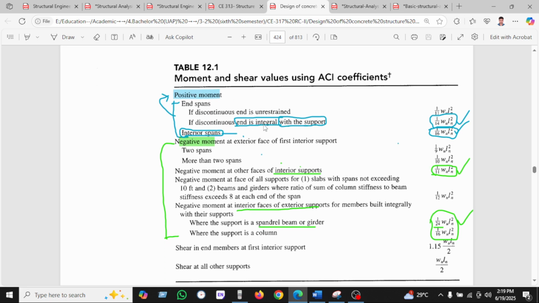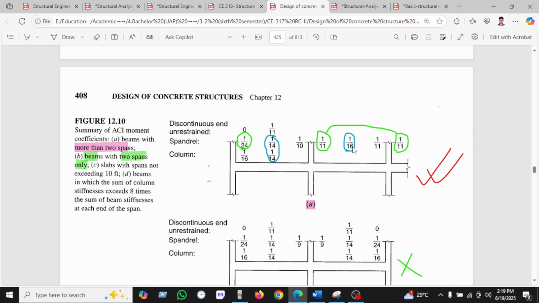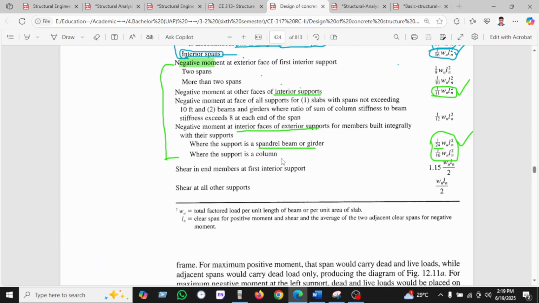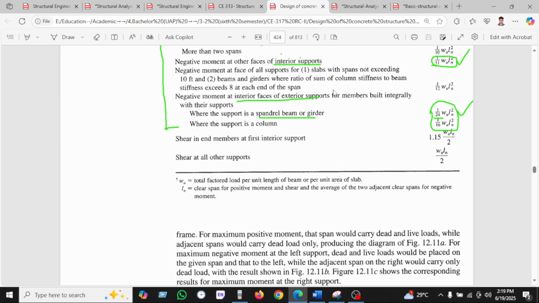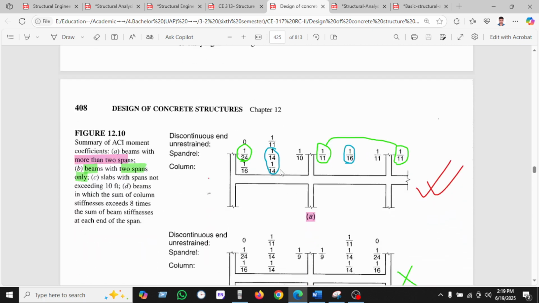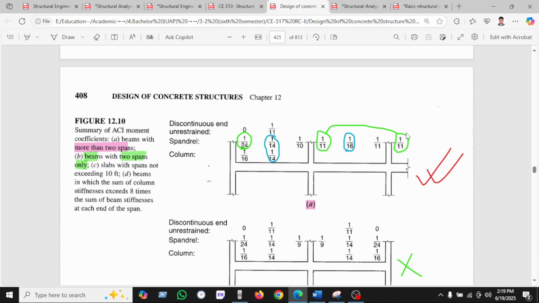For the positive moment, as we have already shown, for more than 2 spans it is 1/16. You can memorize 1 by 16. 1 by 14 will be applied when the span is discontinuous and integral with the support. Another one we can memorize is 1 by 11.